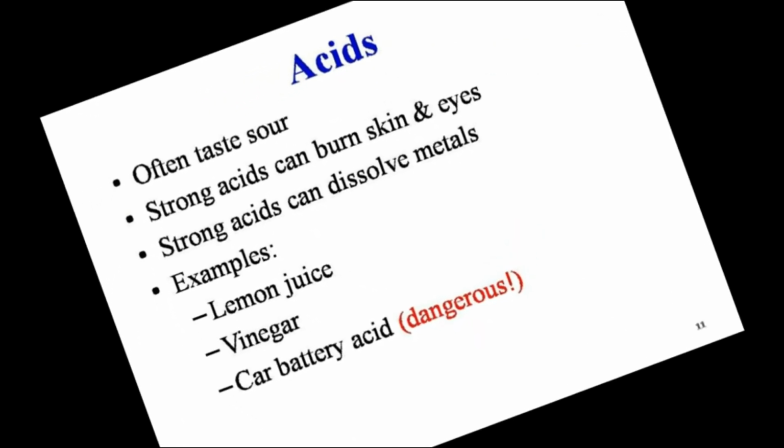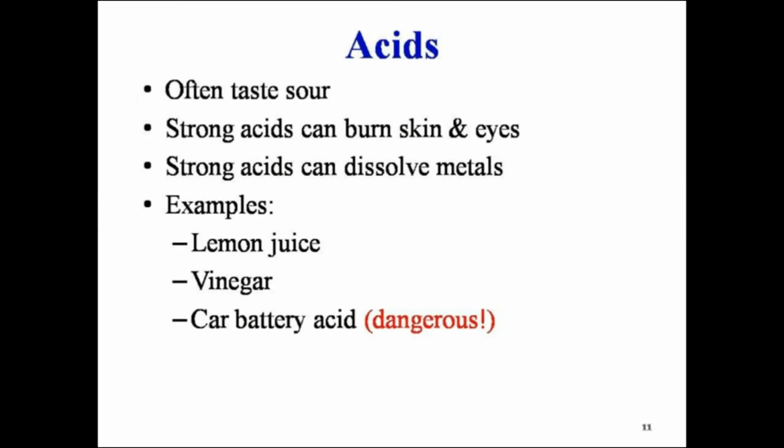And suppose a solution is given to us, how can we say whether it is an acid or a base? So these are some categories by which we can categorize the solution as an acid. First, it will taste sour. Second, if it is a strong acid, it can even burn the skin or cause irritation in our eyes. Third, some strong acids can even dissolve some metals. Some examples are lemon juice, which we consume daily, and vinegar. Some acids used in car batteries are very dangerous.